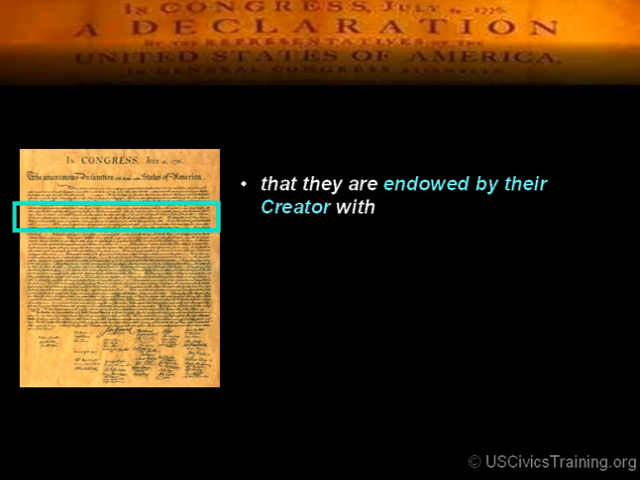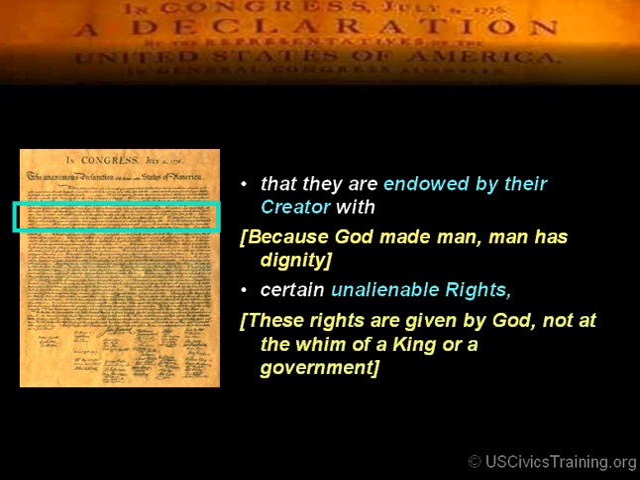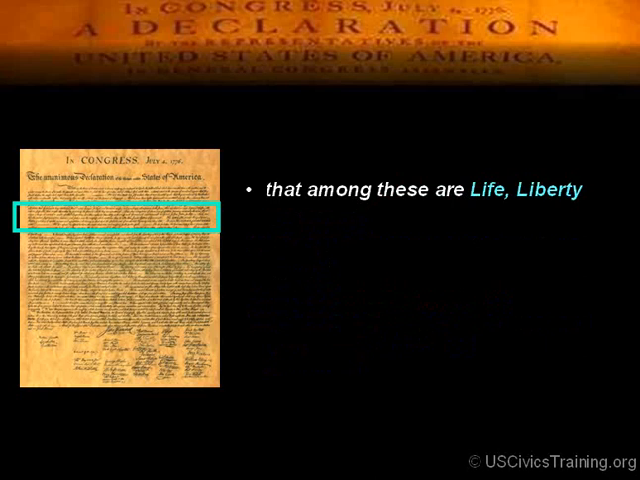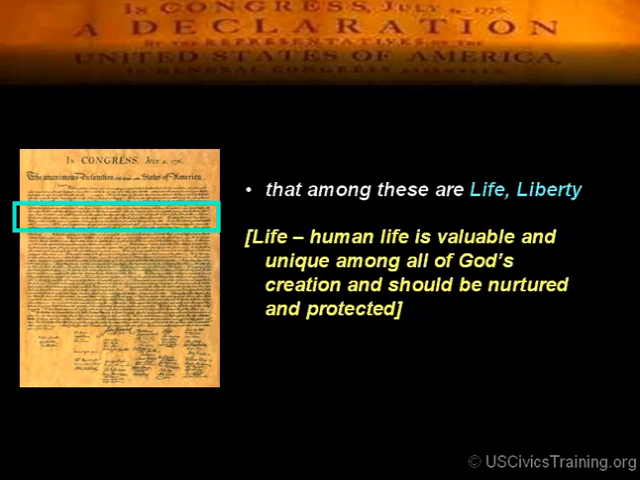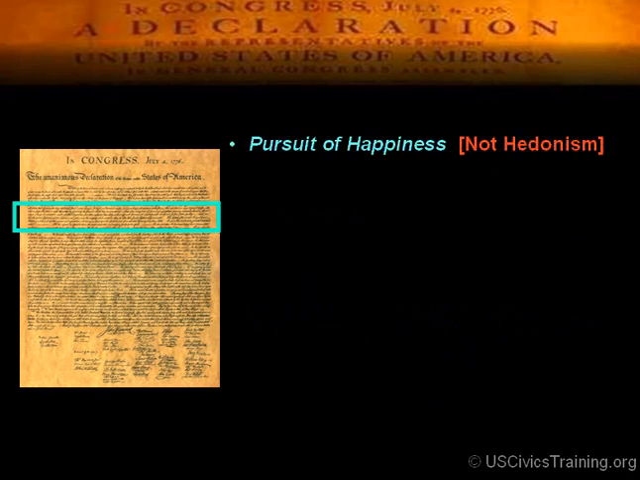"That they are endowed by their Creator": because God made man, man has dignity, and he's been given certain unalienable rights. These rights are given by God, not at the whim of a king or a government. Continuing, "that among these are life and liberty." Life, that human life is valuable and unique among all of God's creation and should be nurtured and protected. And liberty, freedom of conscience, religion, thought, speech, stewardship, and trade. And finally, the pursuit of happiness.